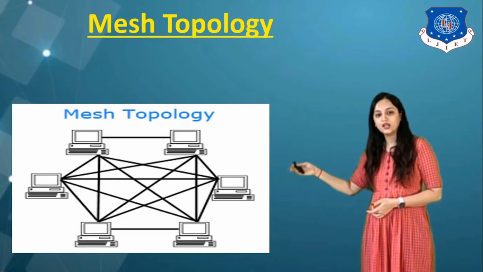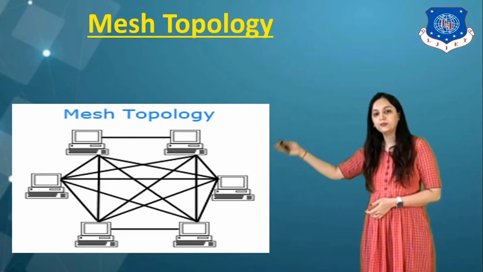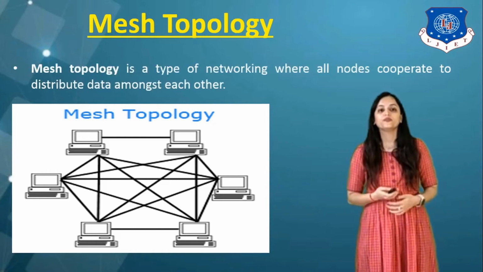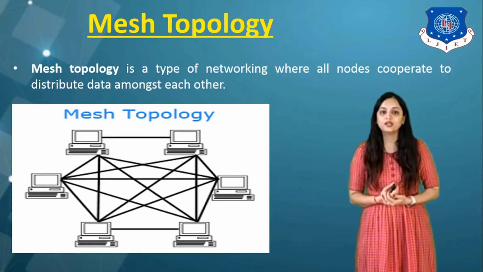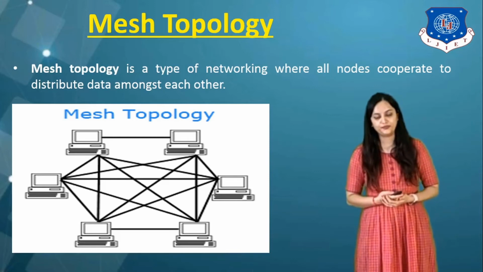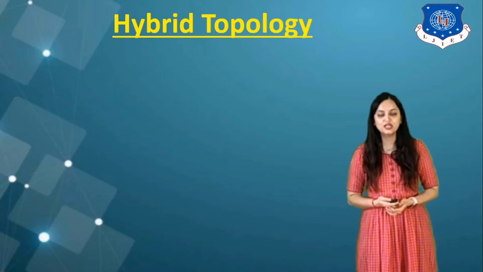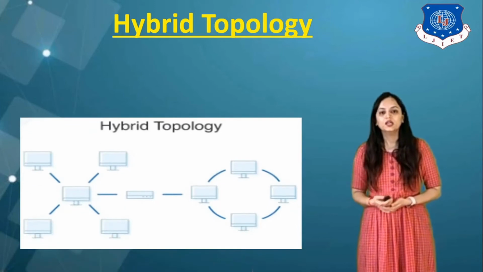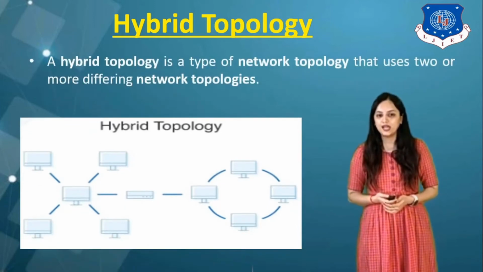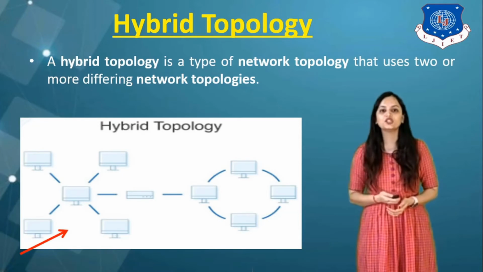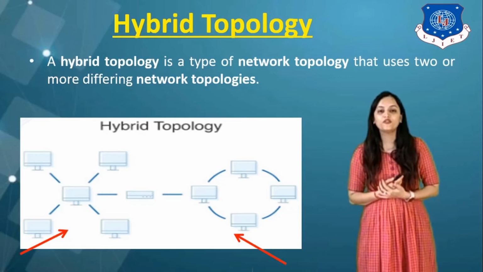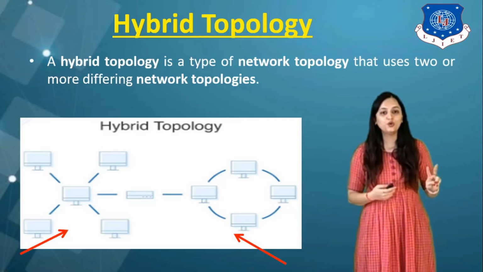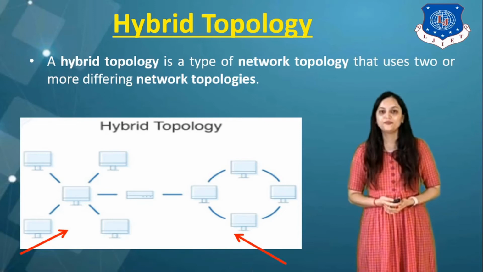So as you can see over here, this computer is connected to other computers in the network, right? So mesh topology is a special type of networking where all nodes cooperate to distribute data amongst each other. And the next is hybrid topology. This is the collection of two or more different topologies. Over here, you can see there is a collection of star topology and ring topology, right? So a hybrid topology is a type of network topology that uses two or more different networking topologies.